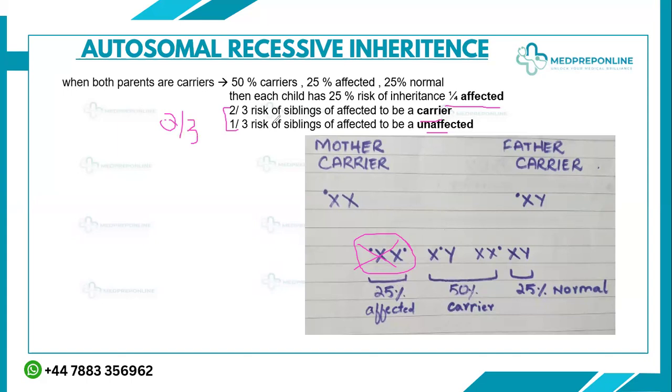Okay, so this is very tricky, but very important, because usually they ask you such questions. And if they tell you that an affected child is there with cystic fibrosis, and ask what is the risk of inheritance to be normal, that will be 1 by 3. Because among three, one will be normal, so 1 by 3 will be the answer. So 2/3 risk for a sibling of an affected child to be a carrier, 1/3 risk for a sibling of an affected child to be unaffected. Okay, so this is how you're going to take out the inheritance.